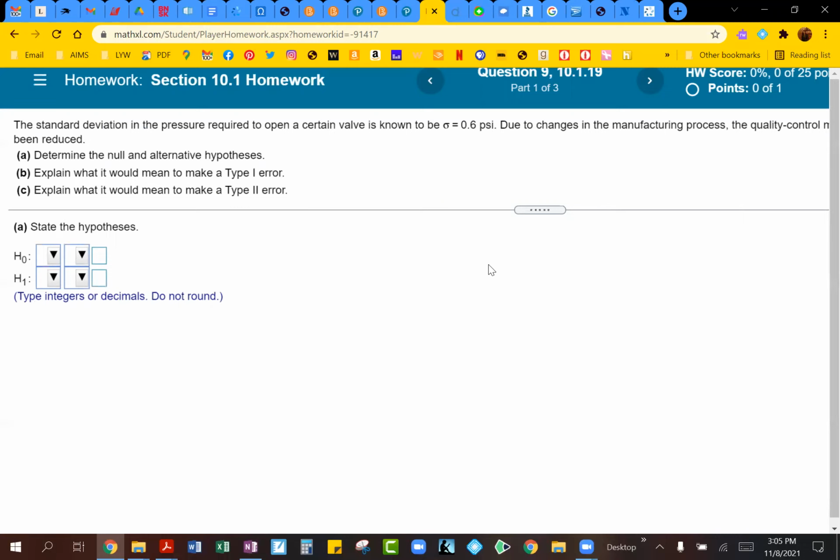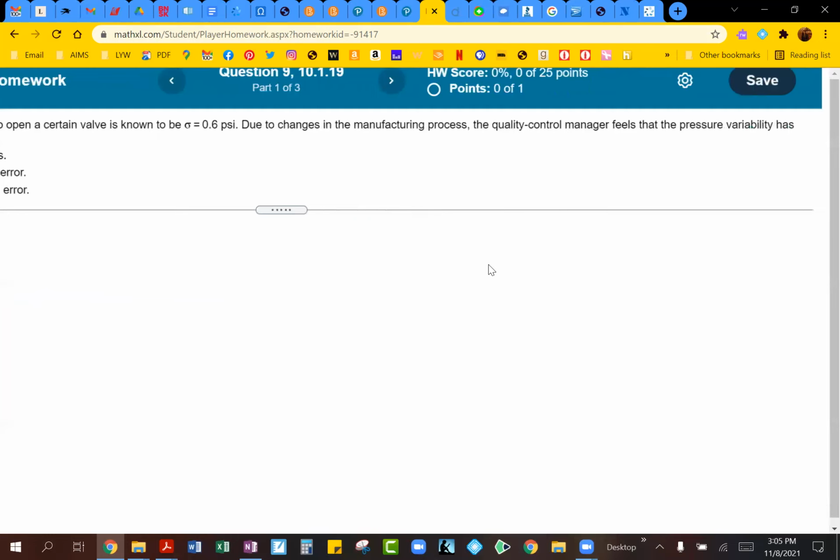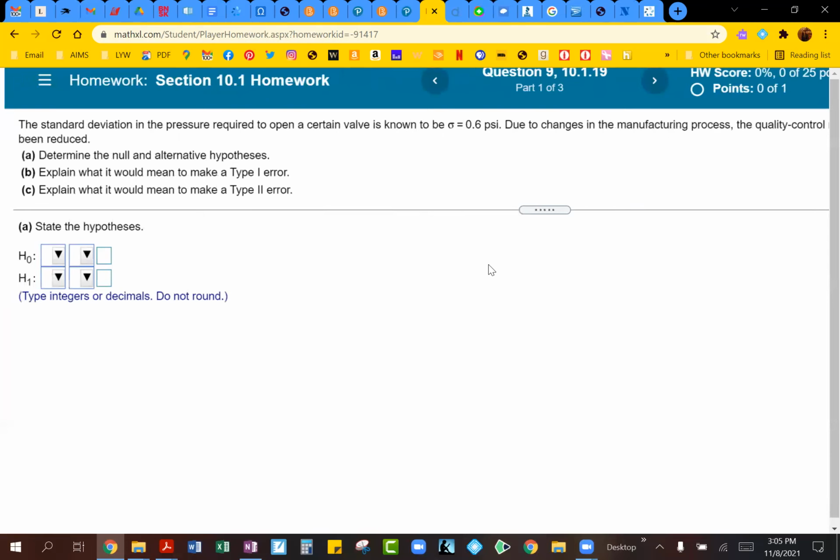As you can see here, we're saying the standard deviation in the pressure required to open a certain valve is known to be, and you can see that's your standard deviation symbol, sigma, 0.6 psi, pounds per square inch. Then they're telling you, due to changes in the manufacturing process, the quality control manager feels that the pressure variability has been reduced.